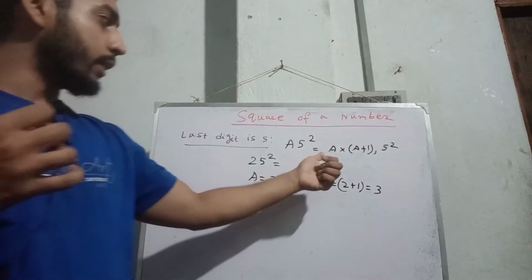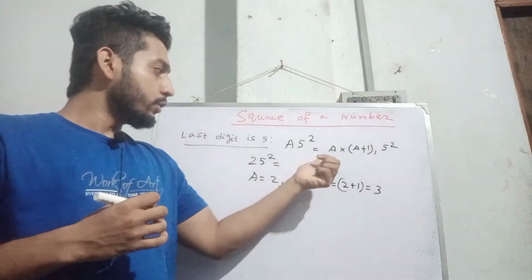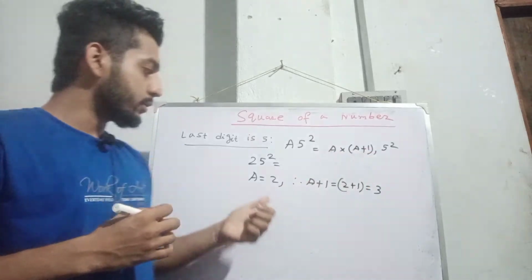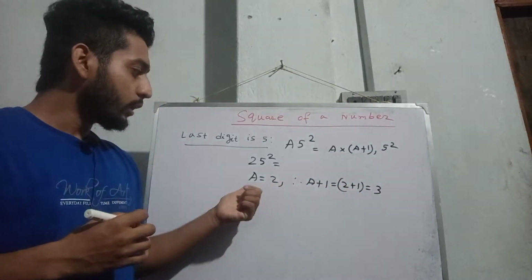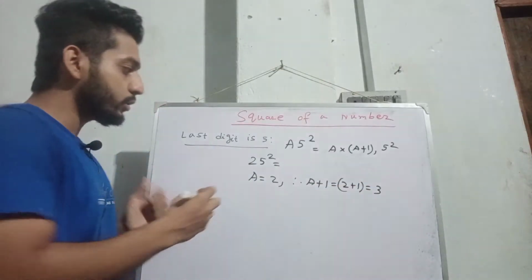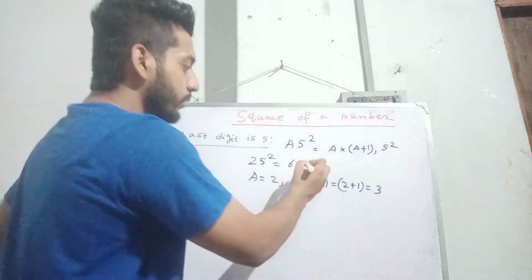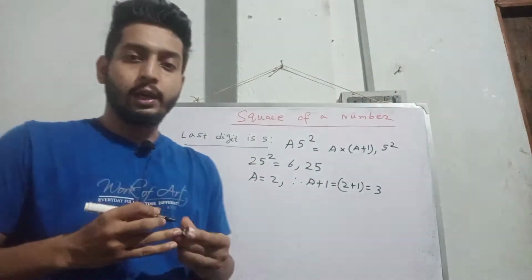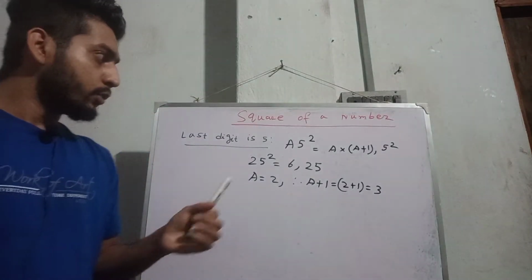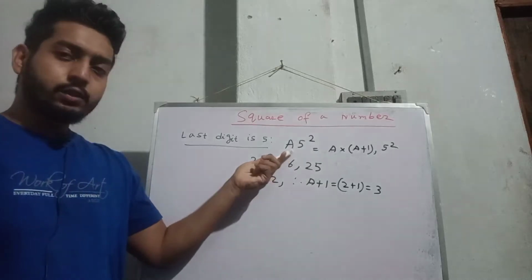Now the formula is as follows: a into a plus 1. So we need to find the product of a and a plus 1. Here a is 2 and a plus 1 is 3. So the product of a and a plus 1 is 2 into 3, that is 6, and 5 square is 25. So 625. So the square of the number 25 is 625. This is the way to find the square of a number whose last digit is 5.